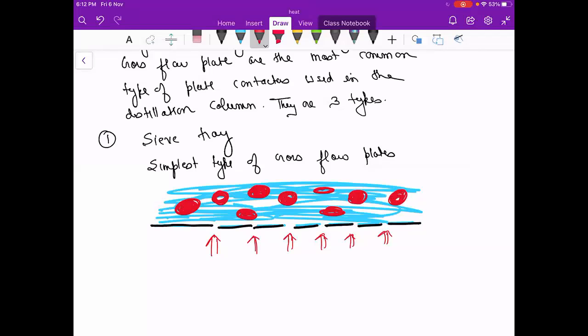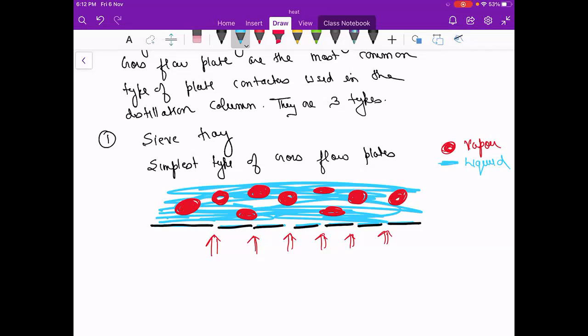Okay, so this will be like this. Inside the column it will be like this. It means one tray will be there, and some gaps will be there. From those gaps, this red color I am using to represent the vapor, and the blue color will represent the liquid. From that gap the vapors will go up and come in contact with the liquid, and between them mass transfer will take place.